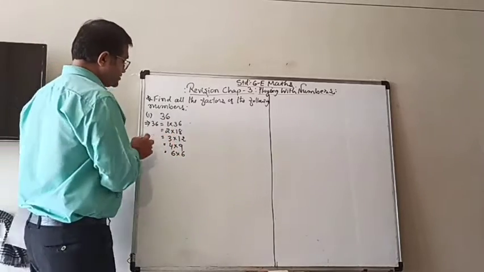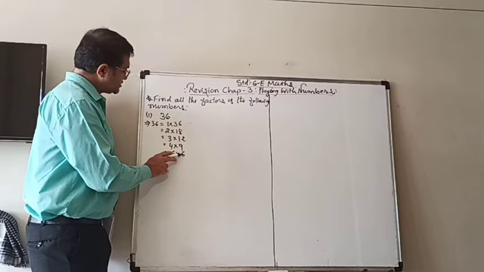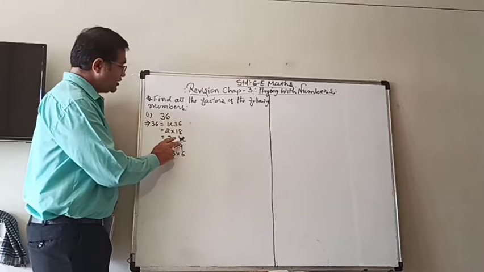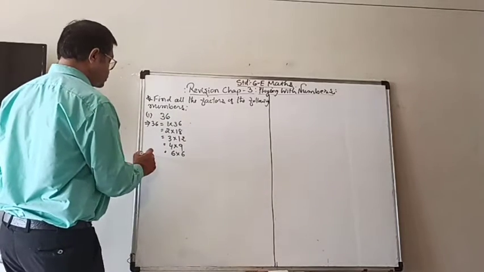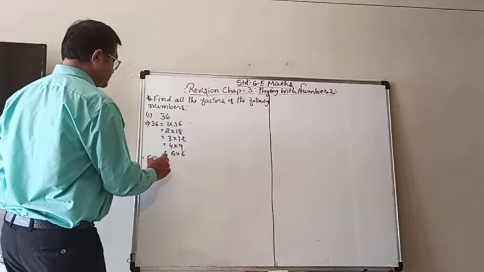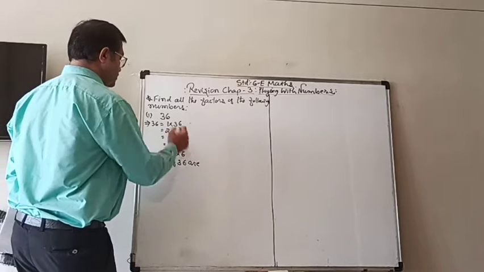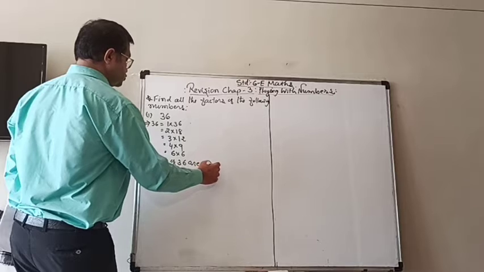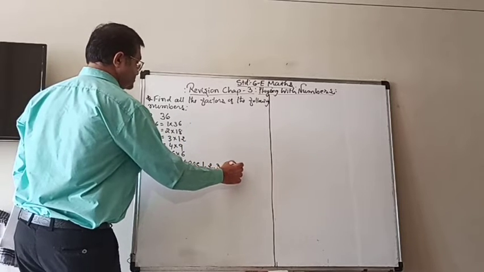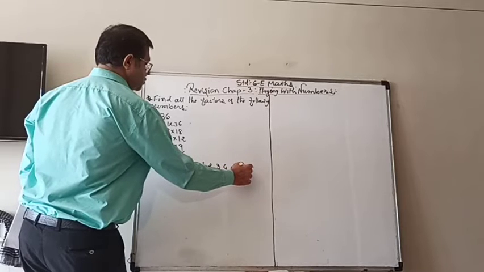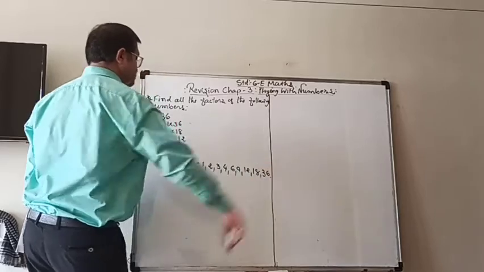So now start from here. 1, 2, 3, 4, 6. 6 is again not repeated, 9, 12, 18 and 36. Therefore, factors of 36 are 1, 2, 3, 4, 6, 9, 12, 18 and 36.